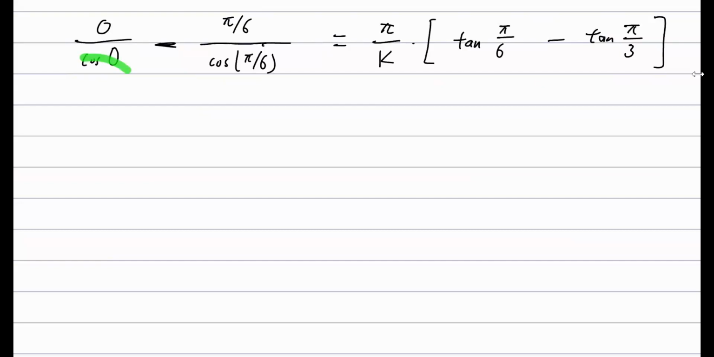Cosine 0 is what? Is it 0? Cosine 0 is? Cosine 0 is 1. So any issues here? Divide by 1? Can, right? We can divide by 1. It's only an issue if you divide by 0. So what's 0 over 1? 0.